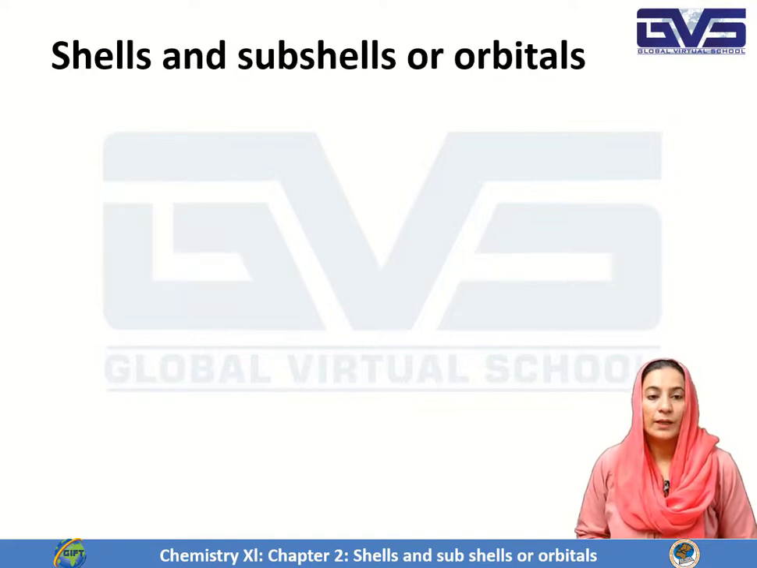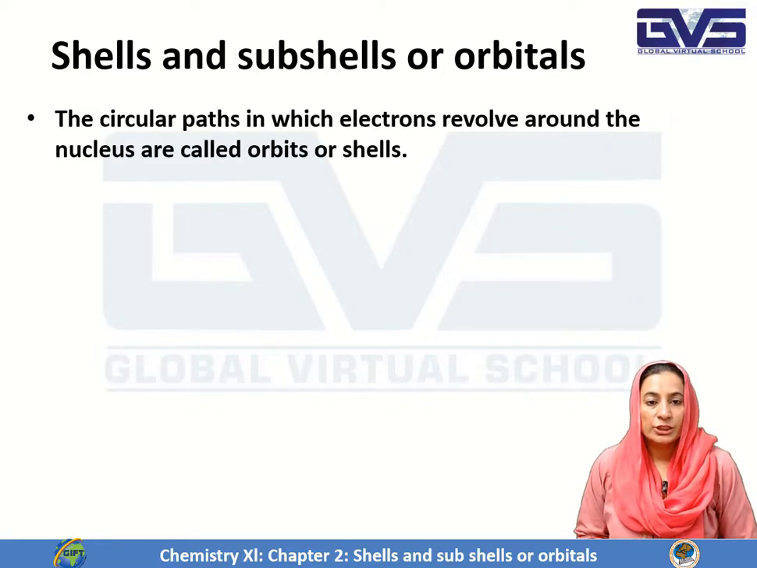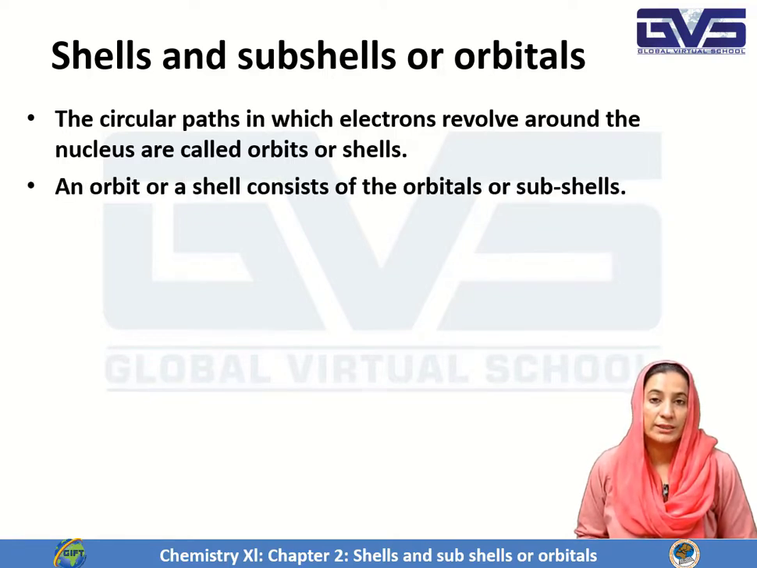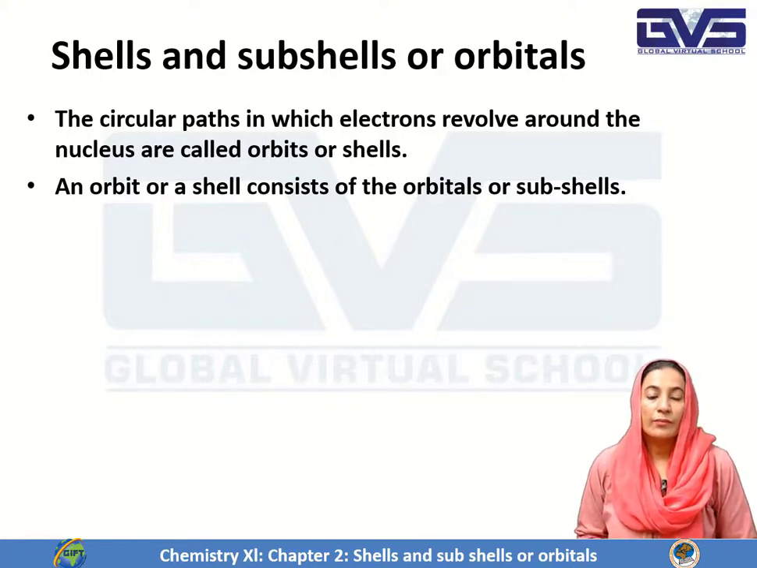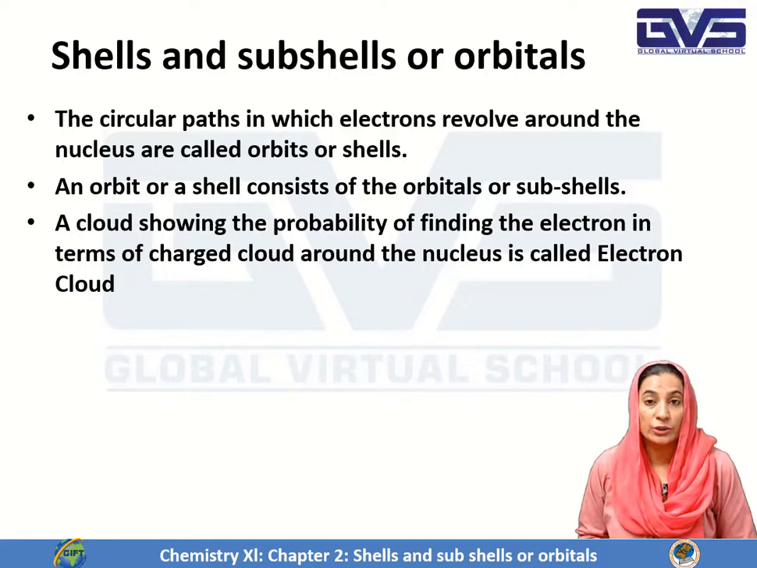So this is a quick review of the quantum numbers that show the position of the electron in an atom. Today we will learn what the shells, subshells and orbitals are. Shells, or orbits, or energy levels, are the circular paths in which electrons revolve around the nucleus. We consider these as the paths on which electrons revolve. These are called the orbit or shell. An orbit or shell consists of orbitals or subshells, so every shell has further subshells, which we will discuss in detail in this lecture.